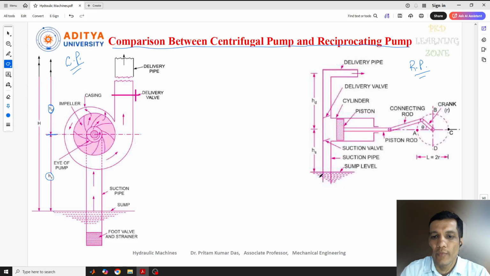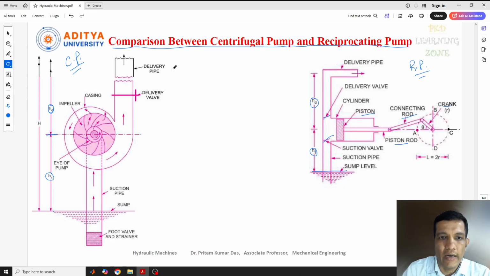Similarly, in the reciprocating pump, this is our sump level, and the components involved are the piston rod, connecting rod, and crank. This is our suction pipe, and the suction valve is there. This is the delivery valve and delivery pipe, and the same as before, this is HD, the delivery head, and this is our HS, the suction head. So these are the components of the centrifugal pump and the reciprocating pump.